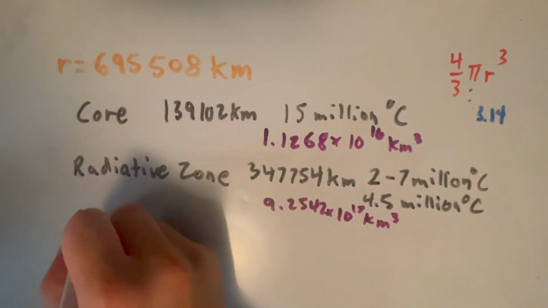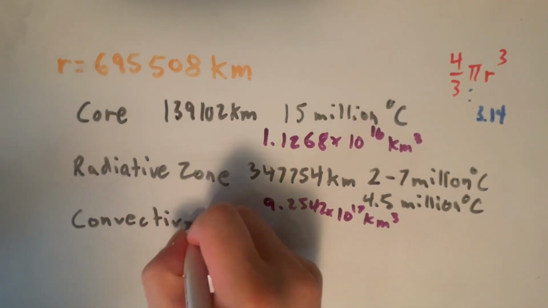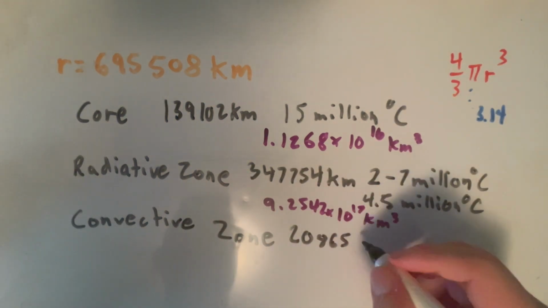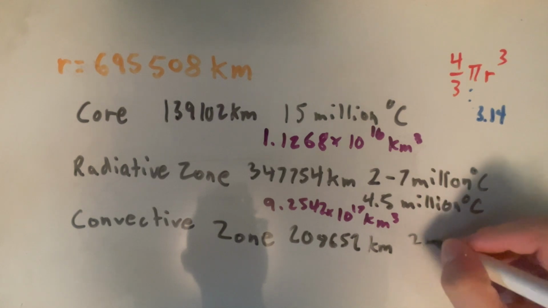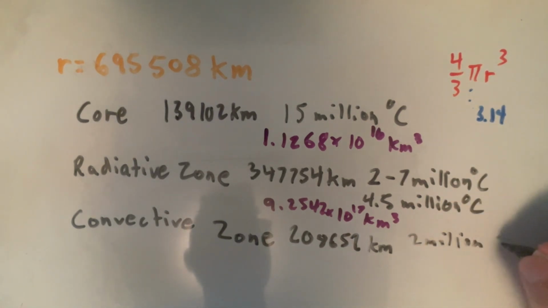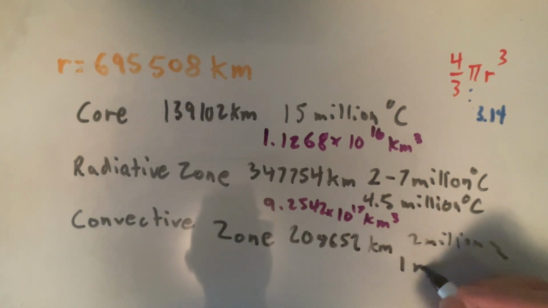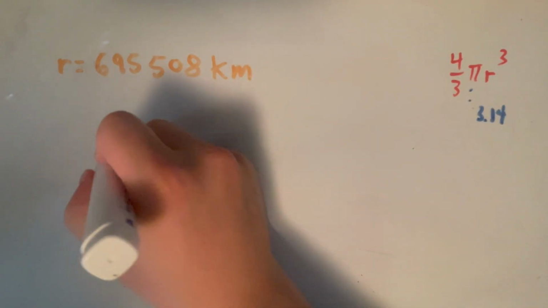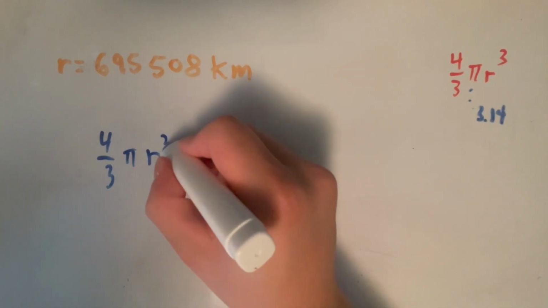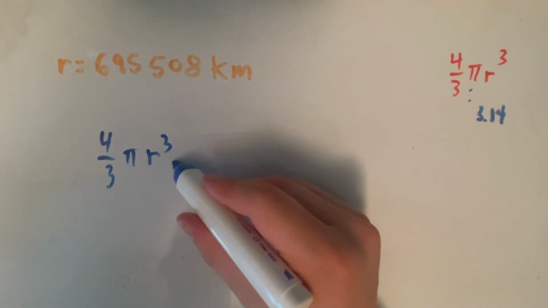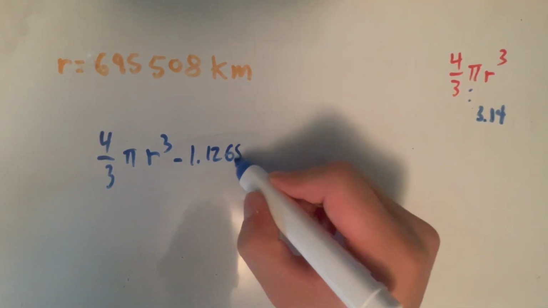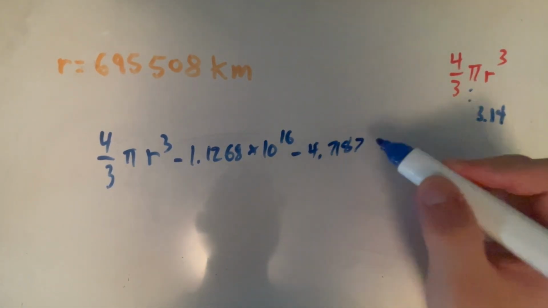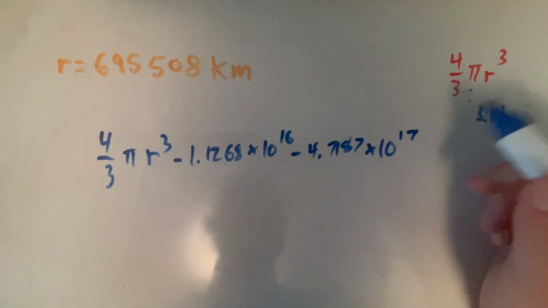For the convective zone, it's about 30% of the sun's radius, or 208,652 kilometers. It starts at 2 million and decreases to 5,500 as it approaches the surface. We'll say the average is 1 million. The area is taken by a similar approach, this time subtracting the radiative zone and core volumes to get 9.2542 times 10 to the 17th kilometers cubed.